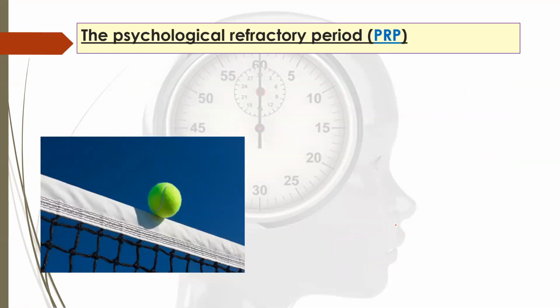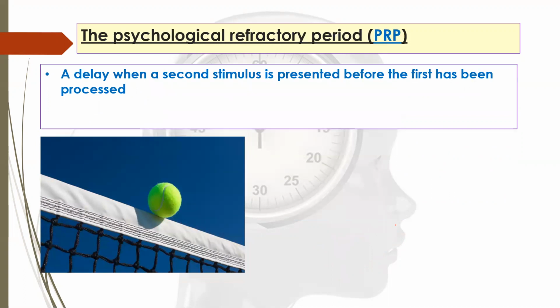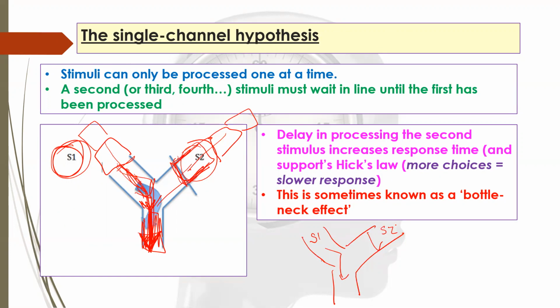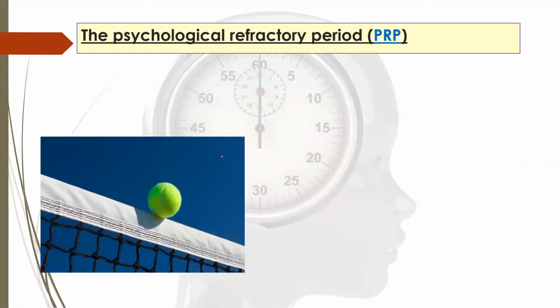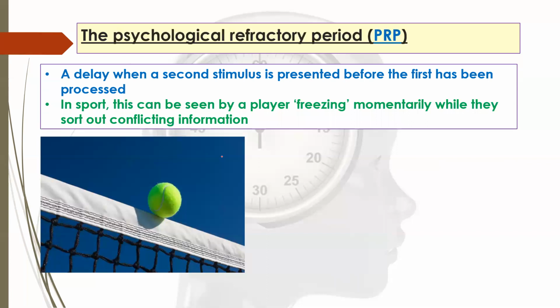Closely linked to that is something called the psychological refractory period. So this is a delay where the second stimulus is presented before the first one has been processed. So if you just knock back here, before this one's actually got to this point and been processed, this one has actually come along to the party a little bit too early, and that causes a delay.